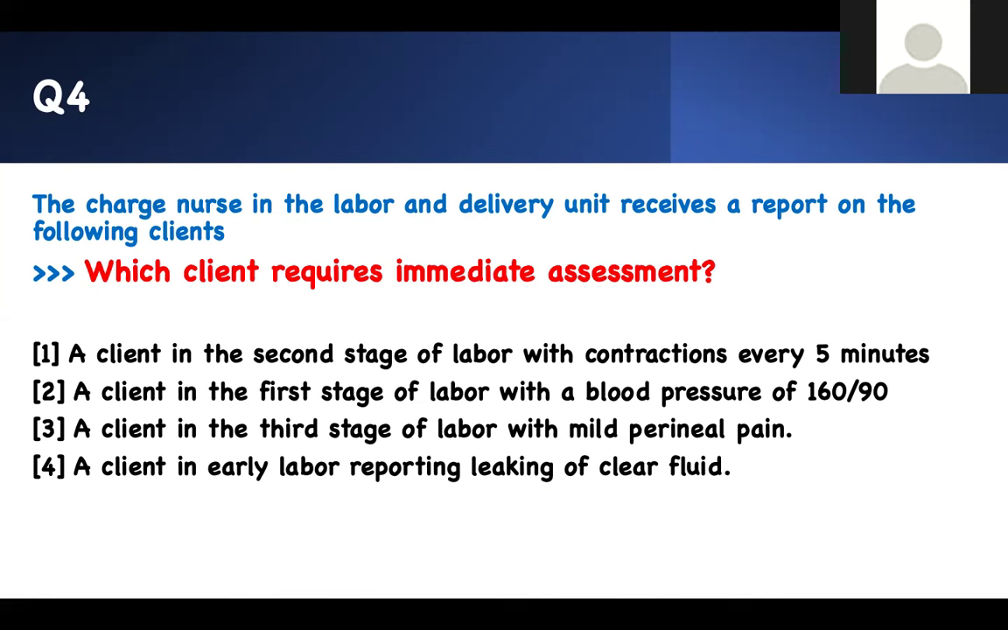Number 3, third stage, you have perineal pain because the baby is pushing down on your perineum, an expected finding. A client in the first stage of labor with a blood pressure of 160/90, that's hypertension, right? And you're in labor, probably pre-eclampsia. We worry about it. A client in the second stage of labor contracting every 5 minutes is an expected finding. Who do you see? Number 2. Test-taking strategy based on your content.